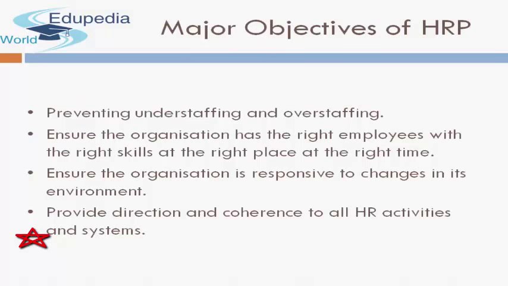Major objectives of HRP: preventing understaffing and overstaffing. The right number of people should be there in the organization. It should not happen that the company has more employees, because then it's a cost to the company. With fewer employees, the work would be chaotic, and the profitability or the efficiency would go down. Ensure the organization has the right employees with the right skill at the right place at the right time. This is a point that we've covered already.